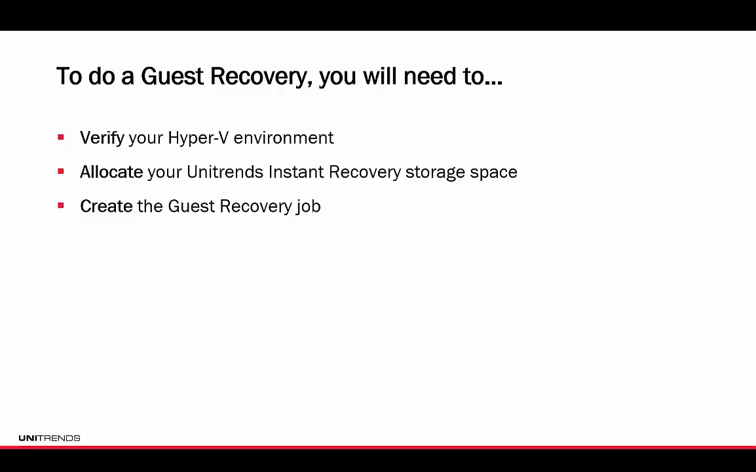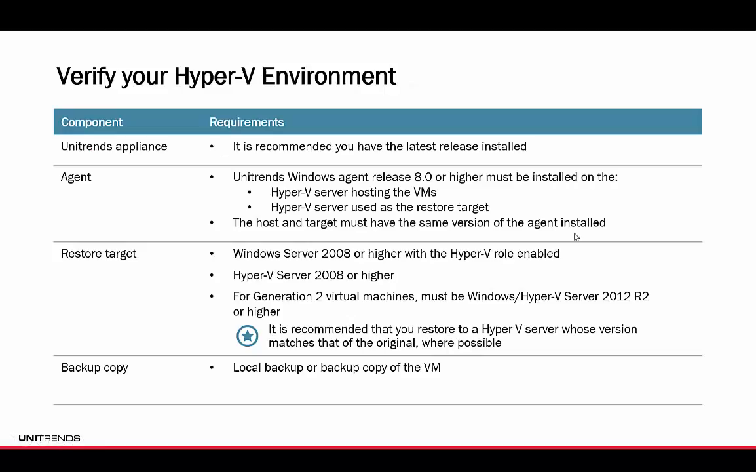Then make sure you create that guest recovery job, pointing to the host, pointing to the appropriate storage that has the space, the network configuration, and you create that job. It puts the machine back with all the original configurations. Now, when we talk about verifying your Hyper-V environment, your Unitrends appliance, it's always recommended to make sure you run the latest releases. Same thing with the agent. In this case, Hyper-V Instant Recovery is supported on 8.0 or higher, but really you want to make sure you're always running the latest version.